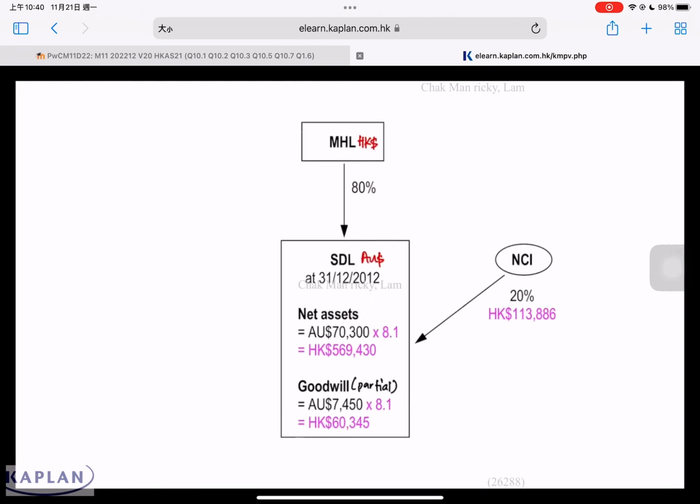113,886. And the amount belongs to parent will be this minus this equals to parent. 80% equals to 515,889. This 80% is 515,889. This 20% is 113,886.